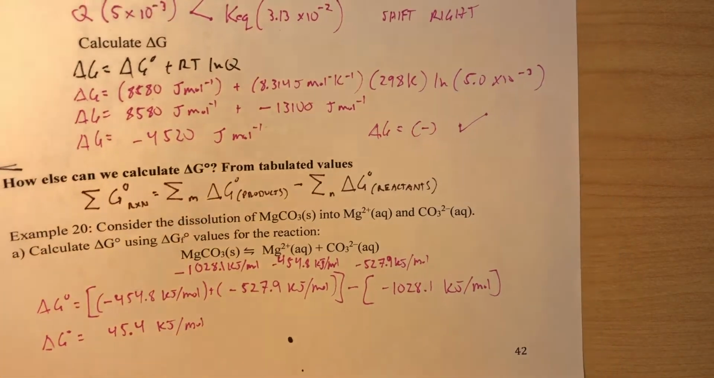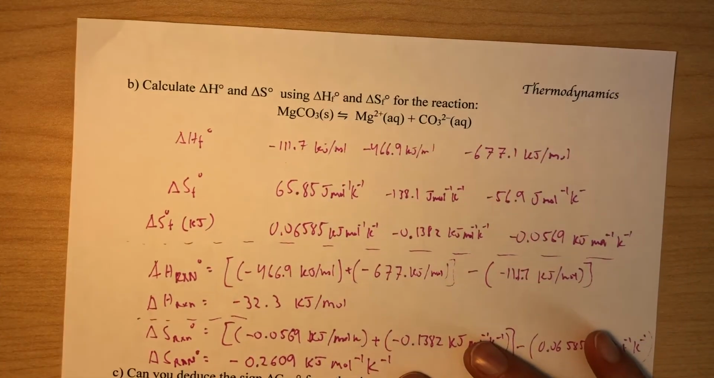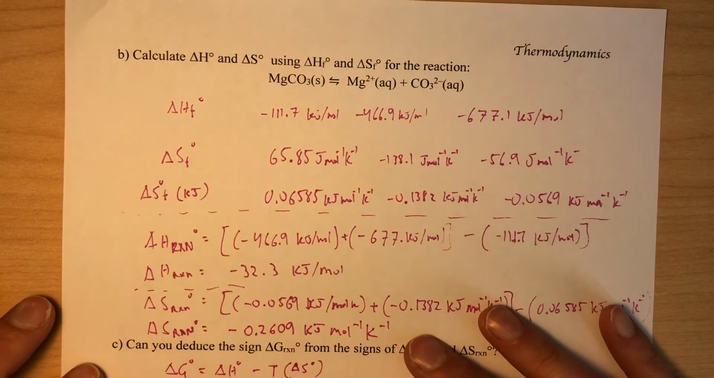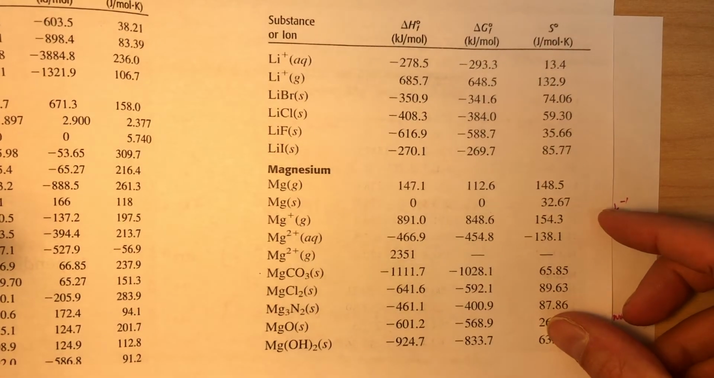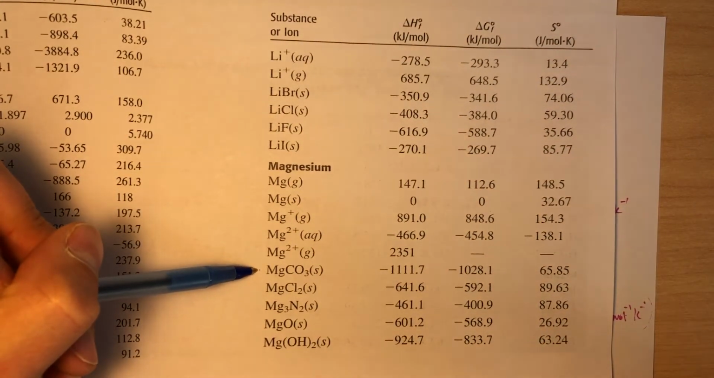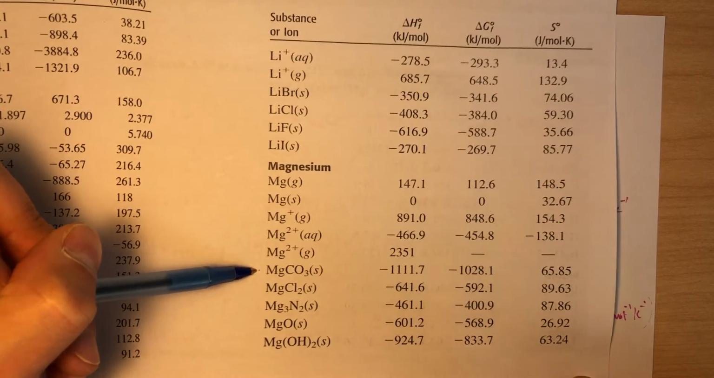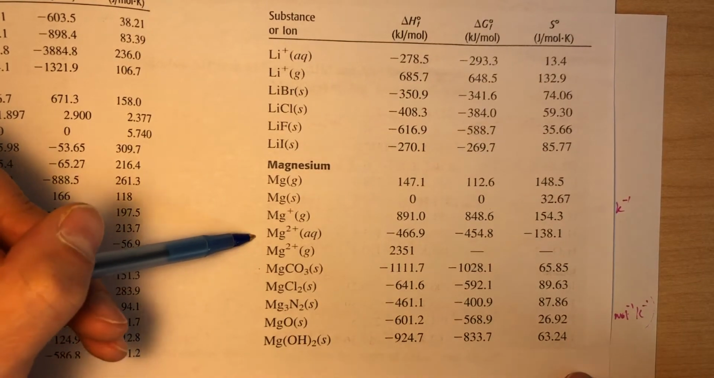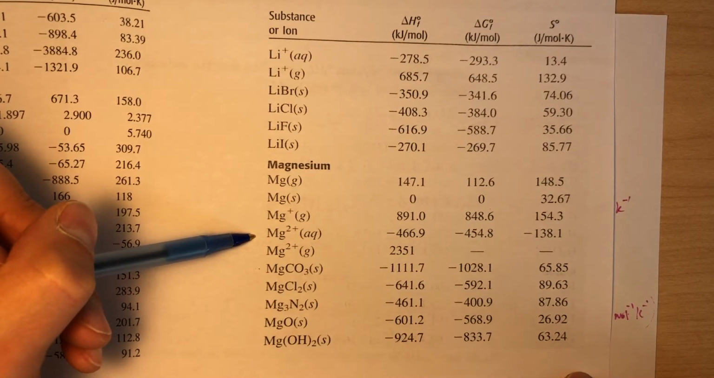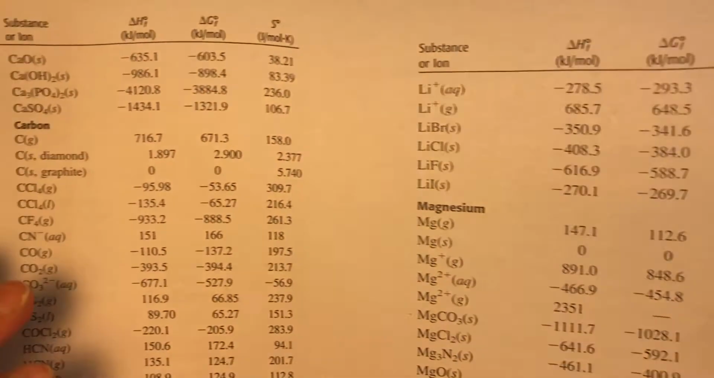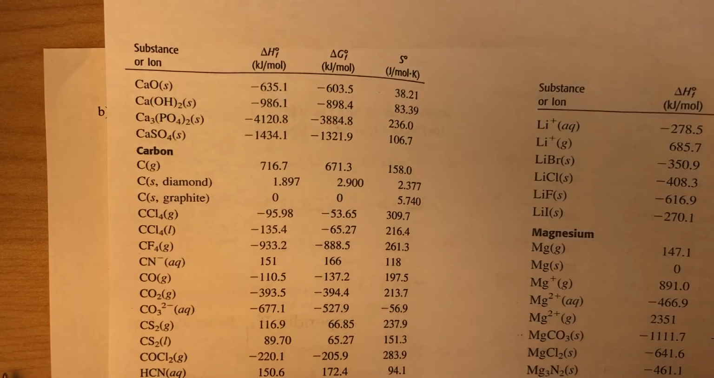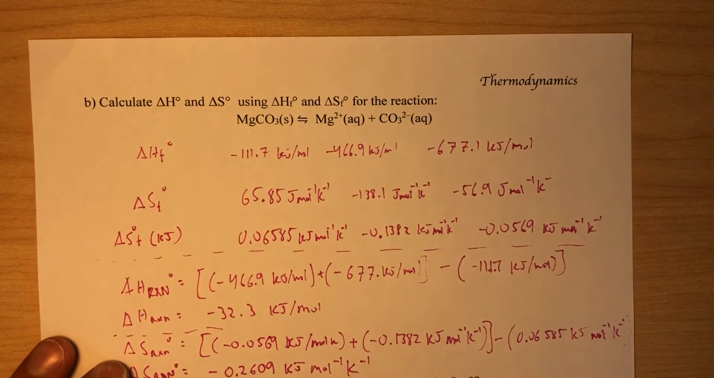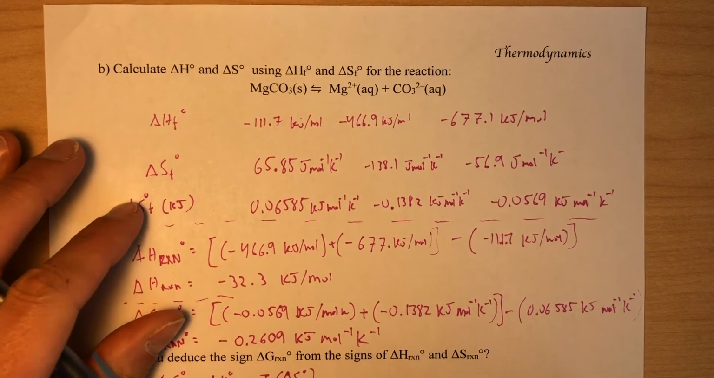We can also calculate our changes in enthalpy and entropy for this reaction using the same chart. So if you want to take a second and pause, you can get the values for magnesium carbonate for delta H and delta S. You can get the magnesium 2+ ion, aqueous, for delta H and delta S. And you can get the carbonate anion, aqueous, for delta H and delta S. When we calculate, we need to account for our units.